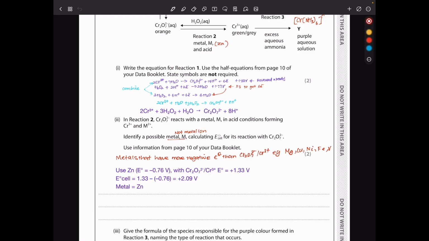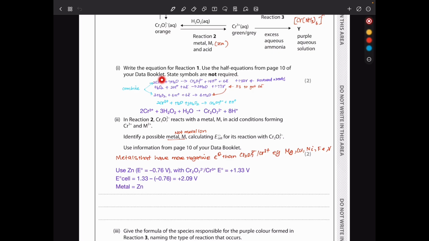State symbols are not required. So the half equations from the data booklet are this one here and that one there with their corresponding E theta values. Now, since here we have 6 electrons, we have to balance these to make them 6 as well. That's why I multiply this equation by 3 to generate this one. And then we can combine the two.